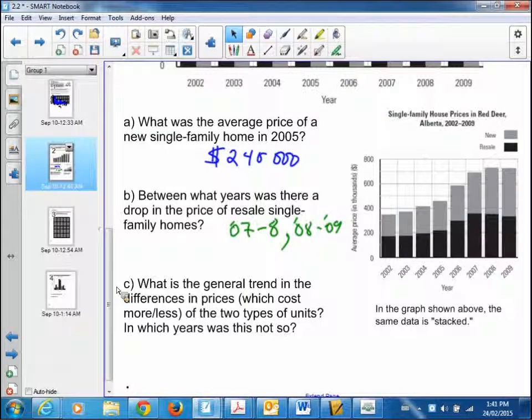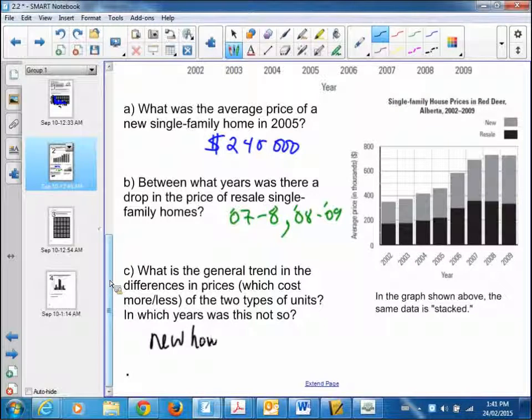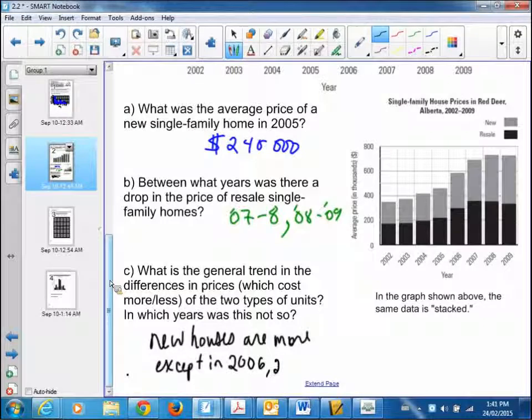What's the general trend in prices? Which costs more? And which years was it not so? Usually, which type of house costs more? Usually, a new house. There is an exception, though, in 2 different years. New houses are more, usually, except in 2000. Which 2 years is the resale homes more expensive? At a glance. 6 and 7. Thank you. Okay.